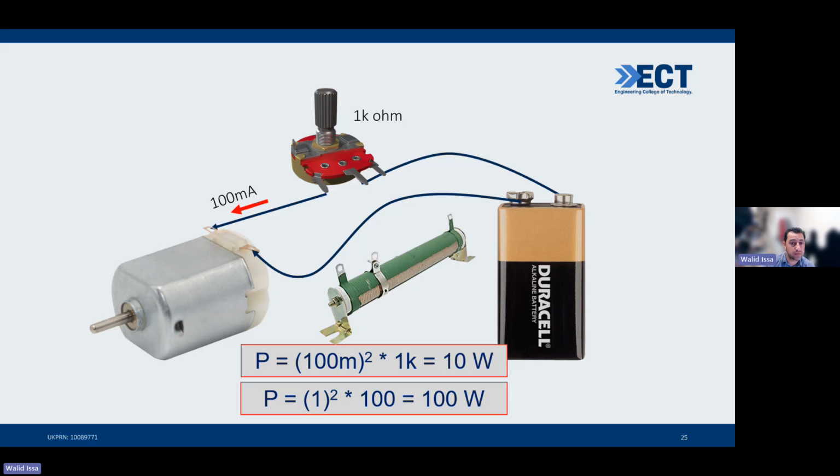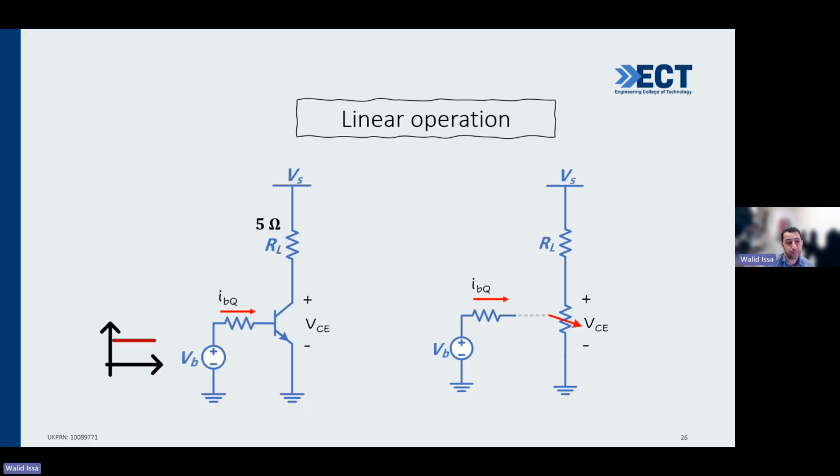What about the power loss? Power loss is 1 ampere squared multiplied by 100 ohm. That's 100 watts. 100 watts is massive. You would have to have a resistor maybe the size of your hand, okay, which is very big. What is the solution? Okay, let's replace the resistor with something called a transistor.